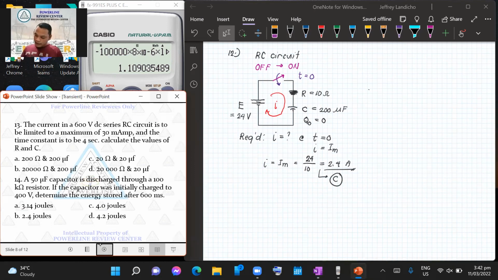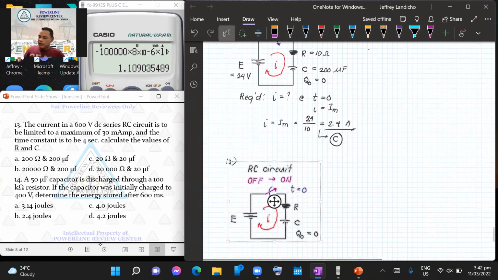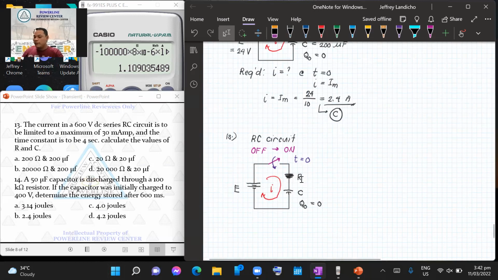Number 13. So for number 13, a current in a 600 volt DC series RC circuit is to be limited to its maximum of 30 milliampere. And the time constant is to be 4 seconds. So calculate the possible value of resistance and capacitance. So again, in this RC circuit, we have to design what would be the proper value of resistance and capacitance.